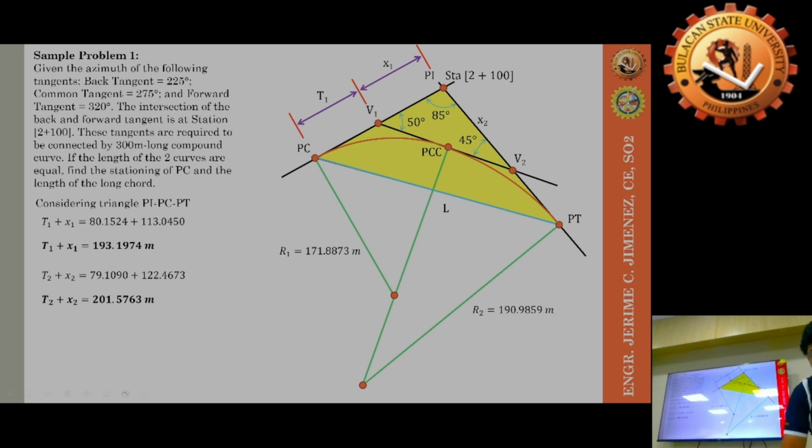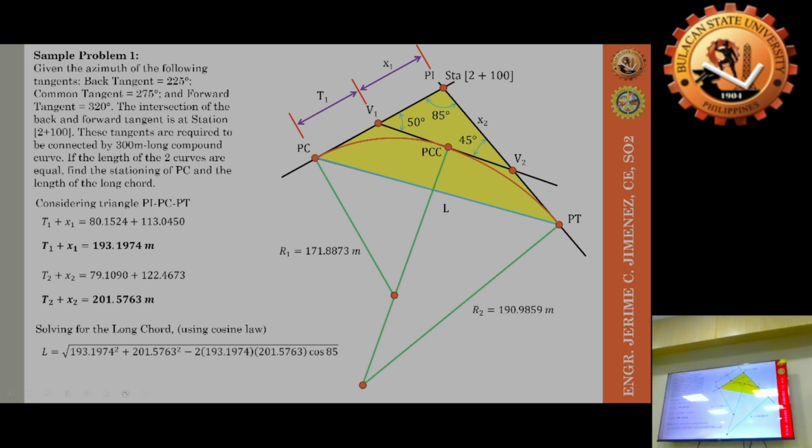So, solving for the long chord using the cosine law, ito yung magiging formula natin. Okay? So, what is the length of the long chord? 266.7768 meters. Okay, so the length of the long chord is 266.7768 meters. Nakasunod po ba lahat? Nakasunod? Sure, nakasunod? May question? Question? Wala. So, sample problem number 2 tayo.